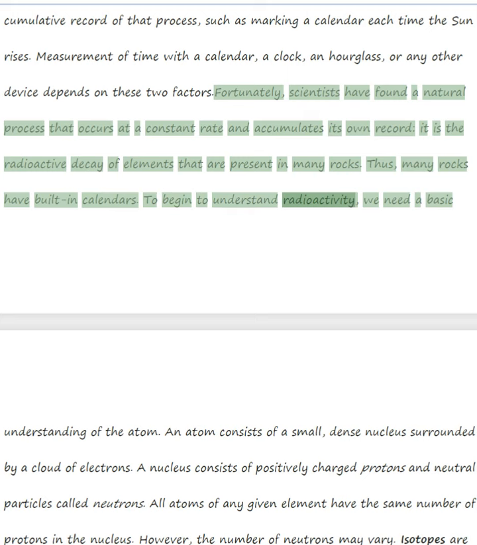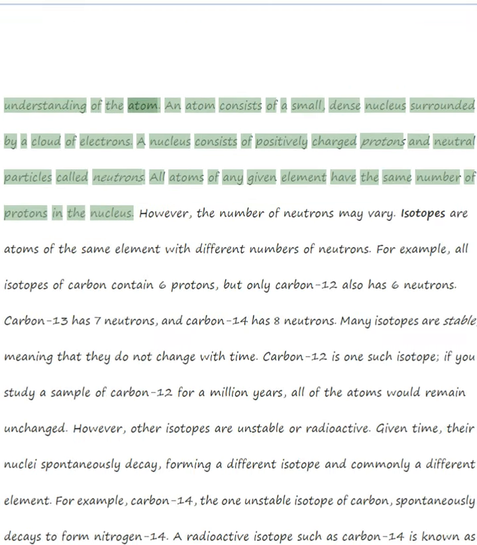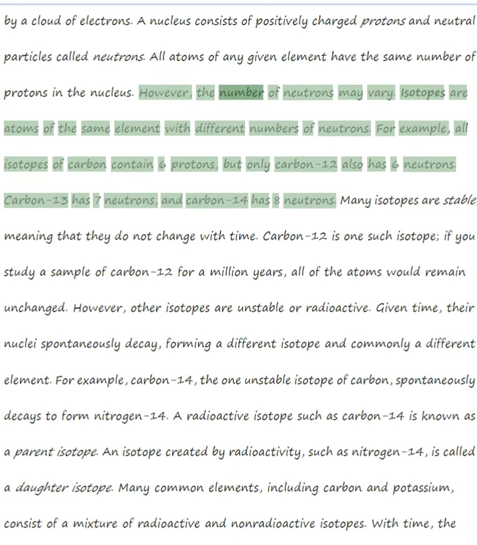To begin to understand radioactivity, we need a basic understanding of the atom. An atom consists of a small, dense nucleus surrounded by a cloud of electrons. A nucleus consists of positively charged protons and neutral particles called neutrons. All atoms of any given element have the same number of protons in the nucleus. However, the number of neutrons may vary. Isotopes are atoms of the same element with different numbers of neutrons.